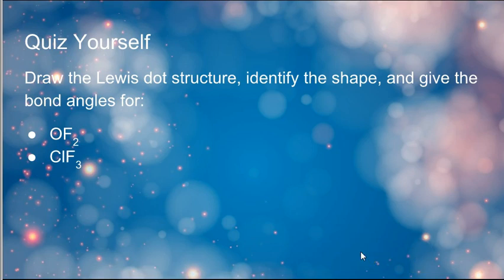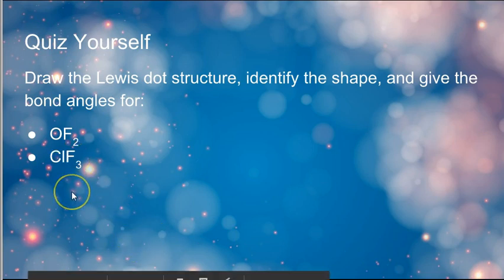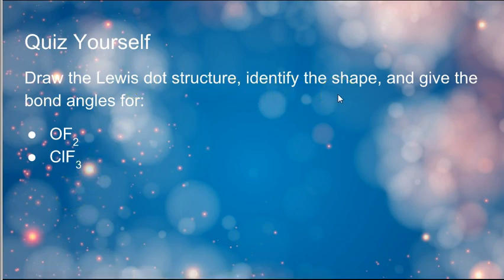A lot of it is just practice and then doing the Lewis dot structure and figuring out which one matches the right shape. Here's a couple of examples. Do these in your notes. Give the Lewis dot structure and then identify the shape and give the bond angles for each of these. Bring any questions you have to class. We'll go over these in class and get some more practice.